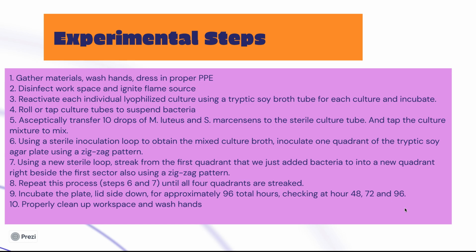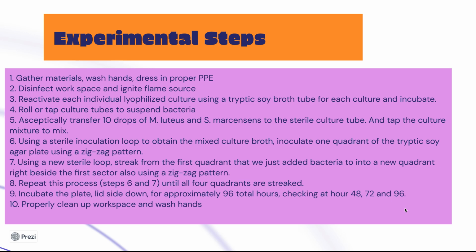And then the next step, step 6, you're going to be utilizing a sterile inoculation loop to obtain the mixed culture broth. You're going to inoculate 1 quadrant of the tryptic soy agar plate using a zigzag pattern. And then you will take a new sterile loop and streak from the first quadrant, so you'll overlap it a little bit. You'll streak from that first quadrant that we added bacteria to into a new quadrant right beside the first sector, also using a zigzag pattern. Step 8, you're going to be repeating steps 6 and 7 until all 4 quadrants are streaked.